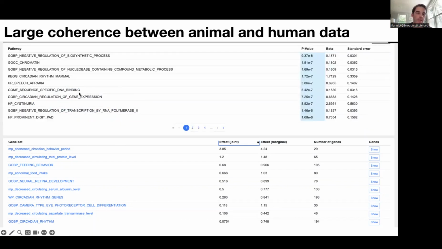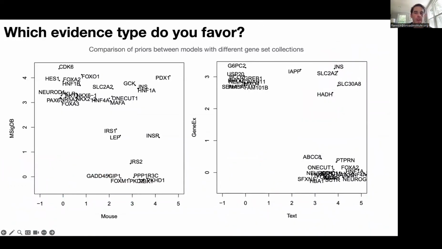Again, this is what you would get if you just ran MAGMA. It's not that it makes no sense; you see KEGG circadian rhythm. It's just that it's much more enriched for less clean stuff than you would have here. An interesting thing we're going to look into is how things change based on what evidence source you put in.